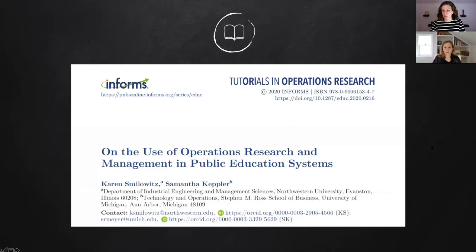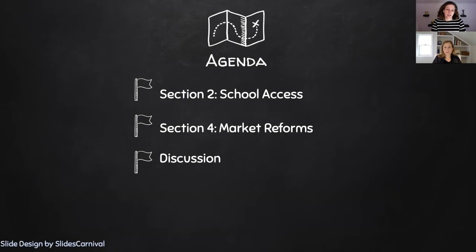And so the way we thought about what we could focus on here was we divided it between what we're calling the school access section, which is section 2 in the tutorial, where Karen's going to present and talk about the court motivated policies that inspired the operations work in this area. And then I'm going to talk about market reforms, which is kind of a different way that education policy happens as opposed to court reforms. And then we're going to end and come back together in a format similar to this to have a discussion, particularly about COVID and its effect on education. And we will go from there. So I'm going to turn it over now to Karen, who's going to start with section 2, school access.